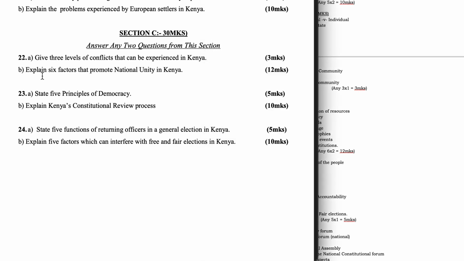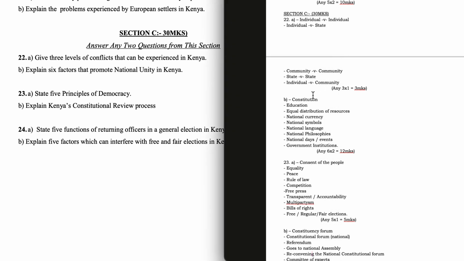Question 22B, explain 6 factors that promote national unity in Kenya. The constitution, education, equal distribution of resources, national currency, national symbols, national language, national philosophies, national days or national events, government institutions.